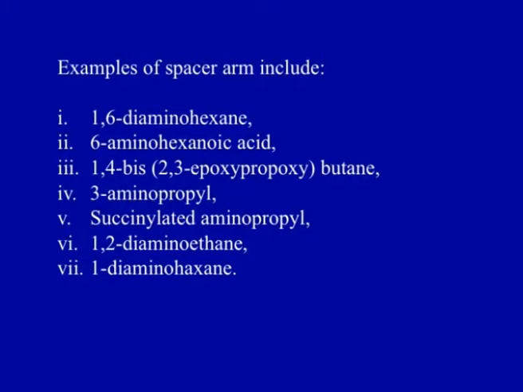So, it should be resistant to binding protein itself; non-specific binding should not occur. There are a lot of different examples of spacer arms. They could be like 1,6-diaminohexane, 6-aminohexanoic acid, 3-aminopropyl, succinylated aminopropyl and so on. There is a list of spacer arms available.